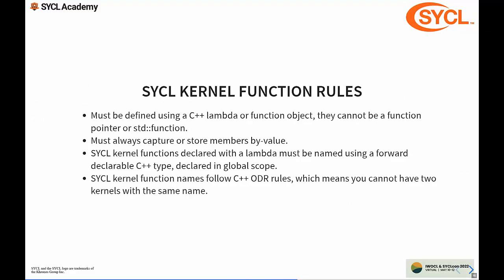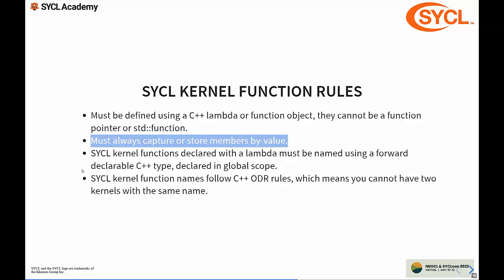So there are a few kernel function rules. First of all, as we said, it must be defined using a C++ lambda or function object, right? We cannot use a function pointer or a function from a standard library. Actually, there may be some extensions available from different vendors where you can do this, but it's not in the standard. Must always capture or store members by value.